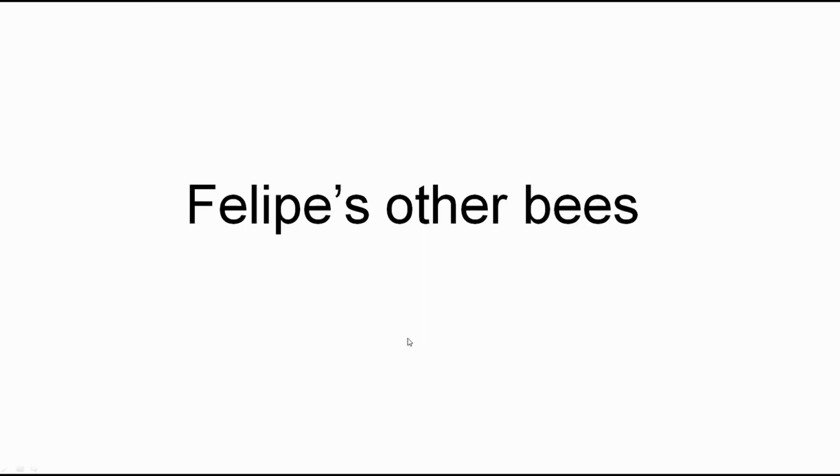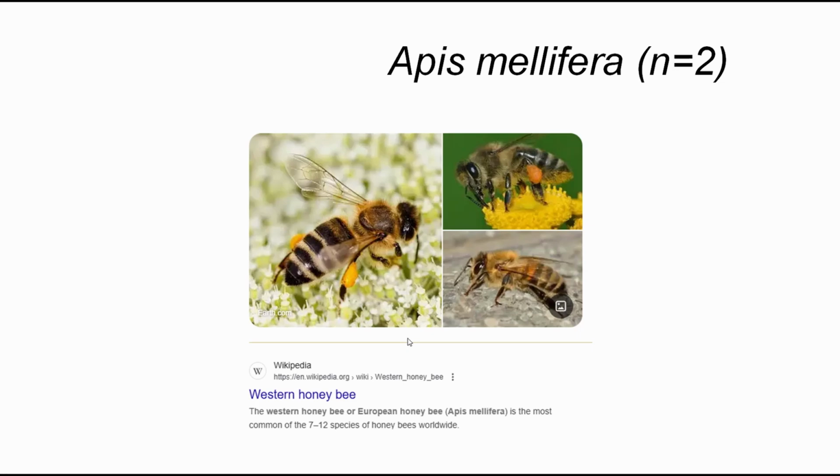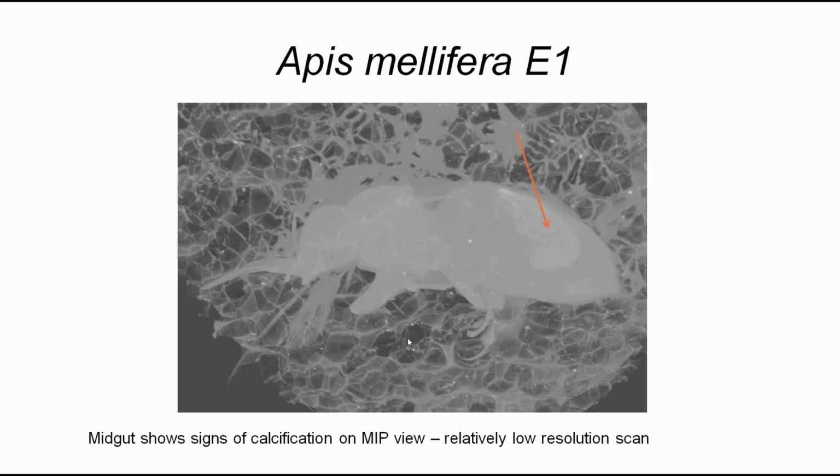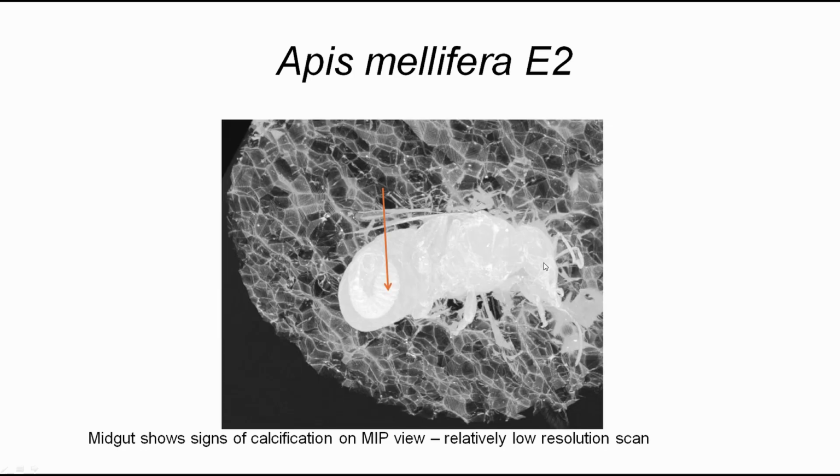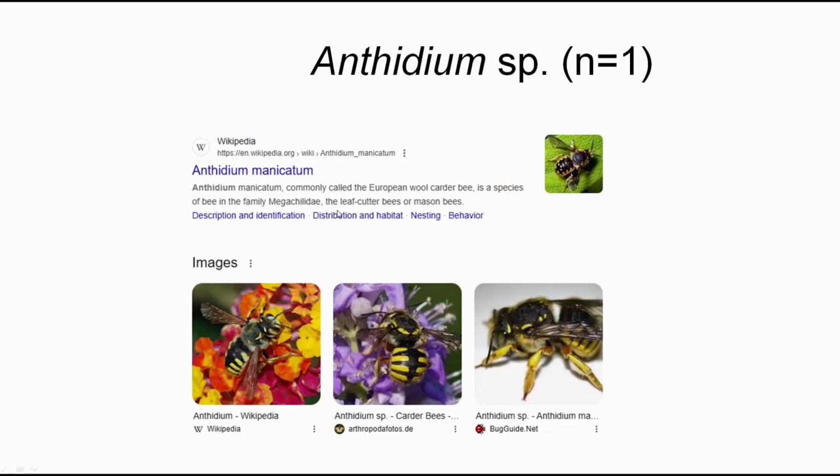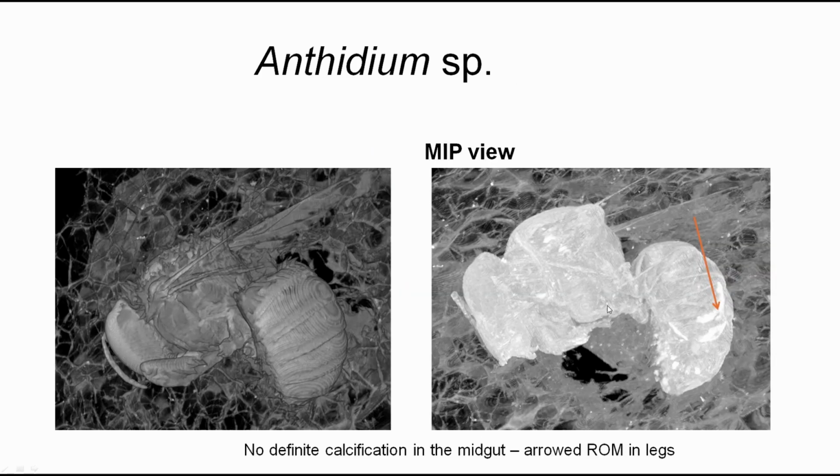Right. What about his other bees? Two common honeybees, both I was pleased to see showed the same appearance. The wool carder bee didn't show it, and you'll have to take my word for it, but this calcification was actually in one of its legs or adherent to it.